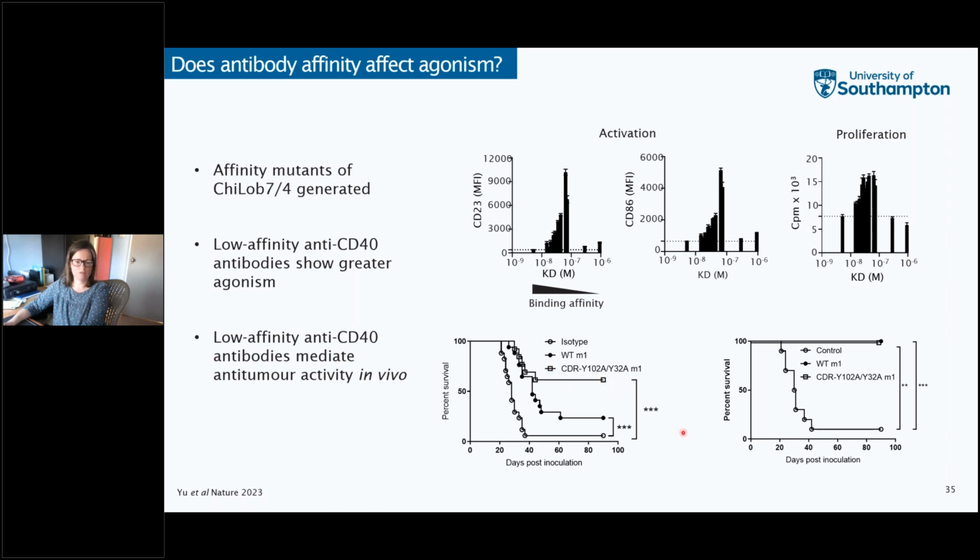In addition, there's evidence of strong immunological memory. When the mice that survived the initial experiment were re-challenged with tumour, mice treated with both the wild type and the low affinity antibody previously both survived. So these data collectively demonstrate that low affinity anti-CD40 antibodies are able to mediate agonistic activity in vitro and in vivo and exhibit potent anti-tumour activity.